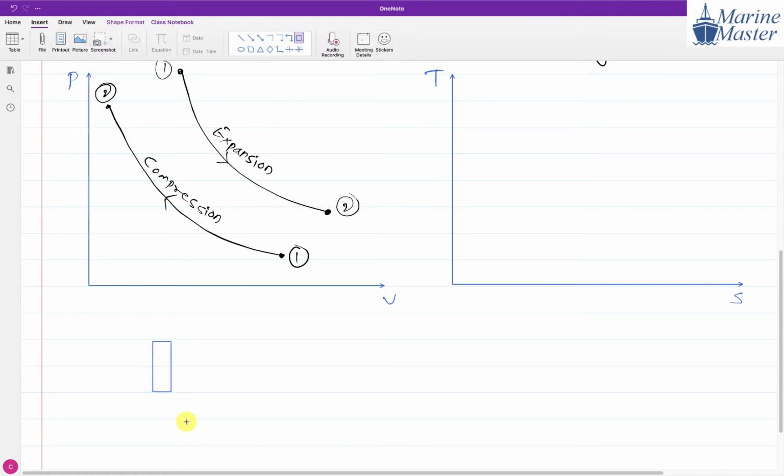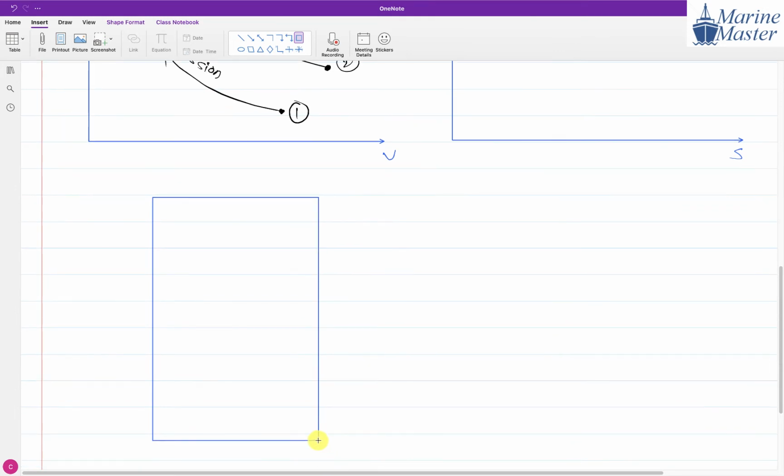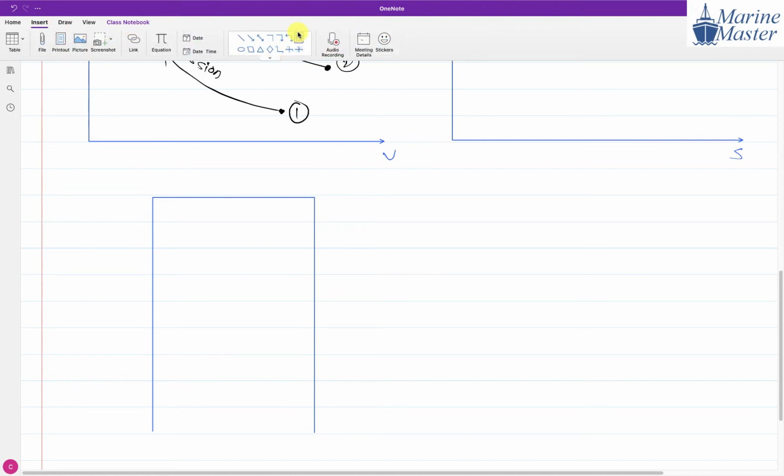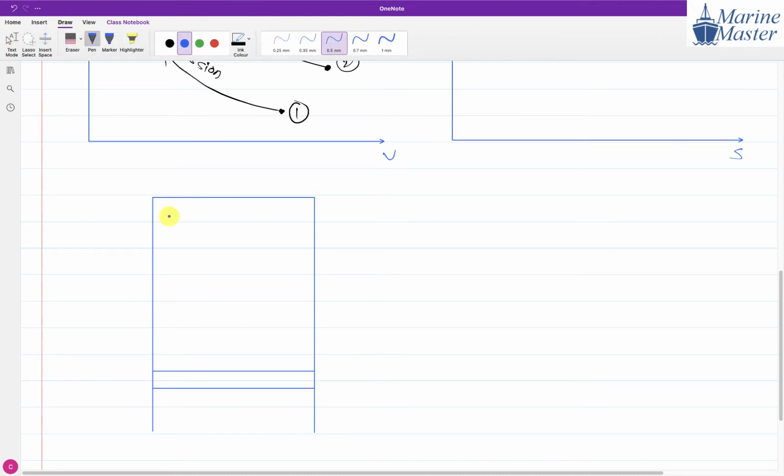Suppose we are taking a piston cylinder arrangement. This is our cylinder, and in the cylinder just imagine that we have air, because everywhere we are talking about ideal gas, and air is an ideal gas. So here we have air in the cylinder, and we are going to compress this air.